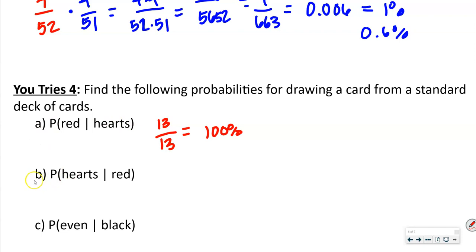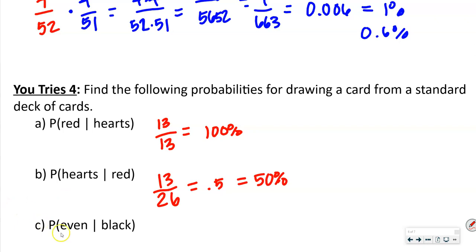So now what's the probability that, given that you have a red card, so this time again, how many red cards do you have? 26 of them. Now how many of those were hearts? That would be half of them, right? Because half of them are diamonds. So this would be 13 over 26, so that's going to be 0.5, which is equal to 50%, okay?